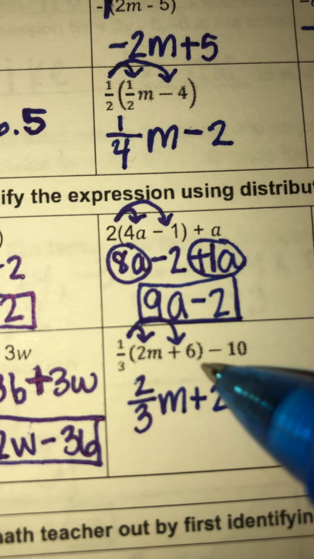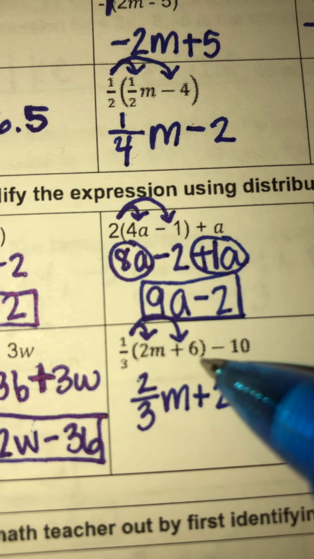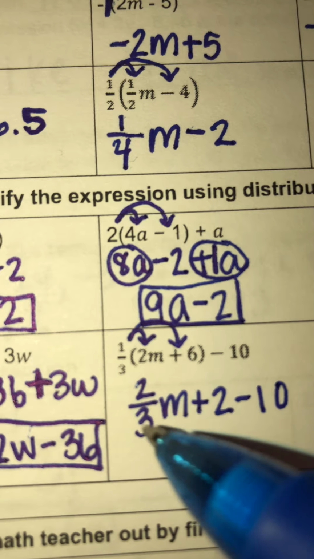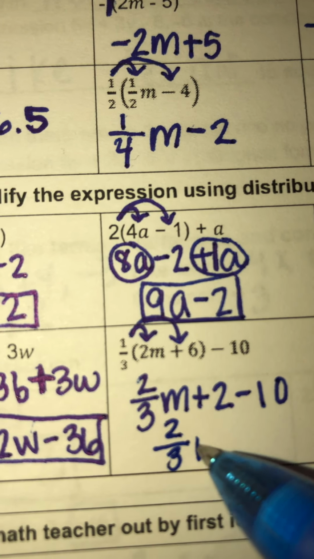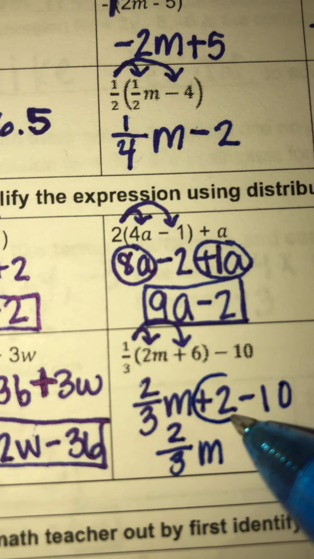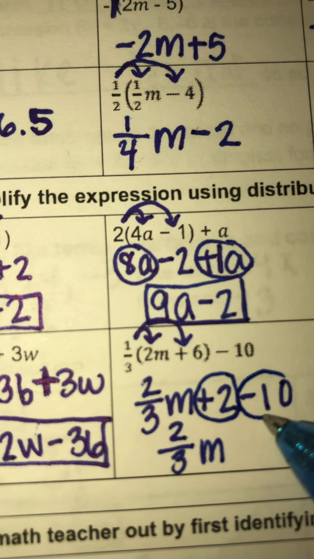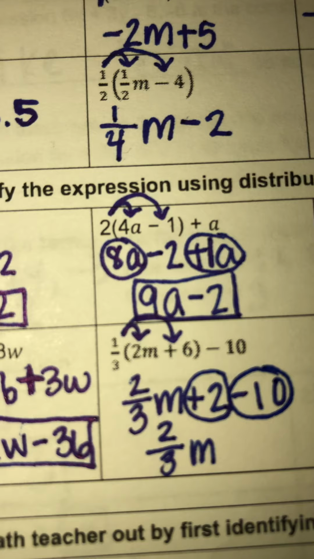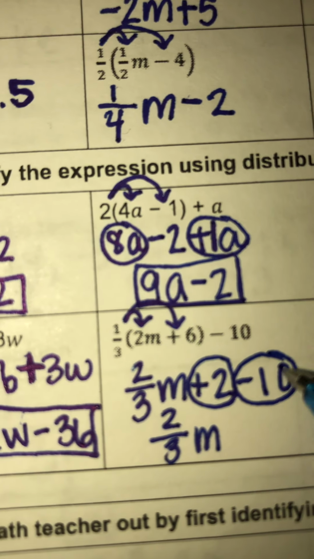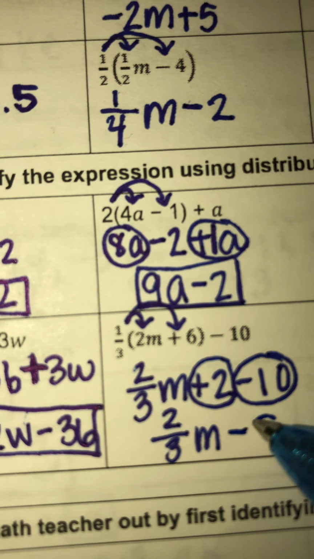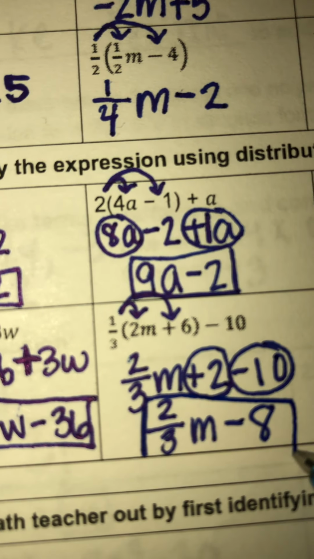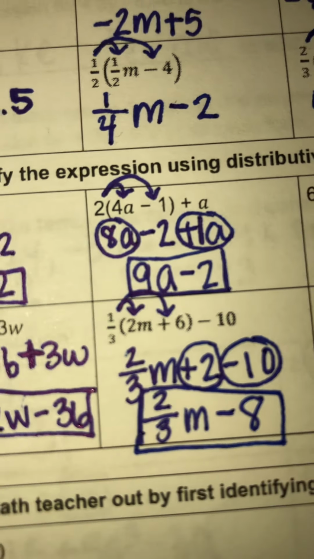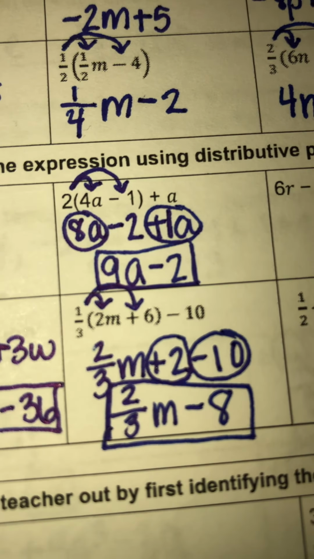That minus 10 is not affected by the 1/3. It's not in the parentheses. There are no other m's, so I have 2/3 m still. And this positive 2 and negative 10 are going to go together. In my calculator, I type in 2 minus 10, which is negative 8. So my answer is 2/3 m minus 8. Do not change those fractions to decimals. Leave them there.